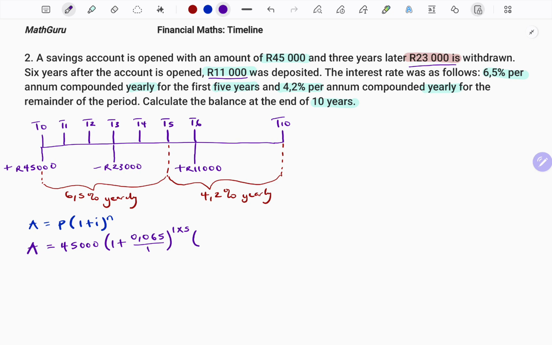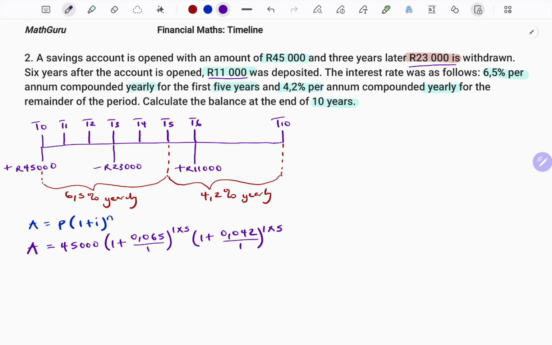I need to calculate that for the deposit of 45,000 till the 10th year. So therefore, the next change will be from T5 to T10, 5 years, and that is going to be 1 plus the interest, which is now 4.2% divided by 100, that's 0.042 over 1, raised to the power of 1 times 5, as I have 5 years left. So I'm done with the deposit of 45,000.